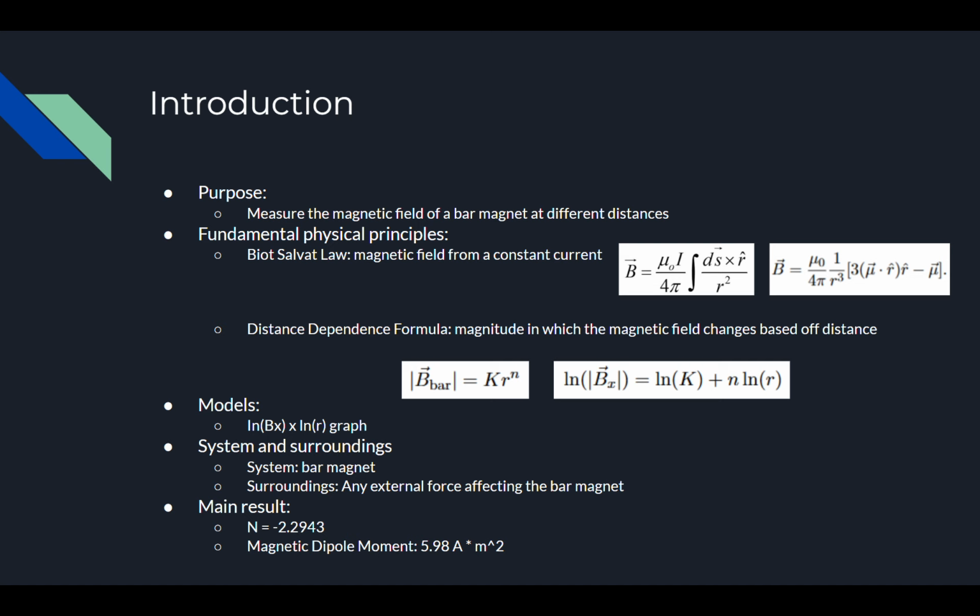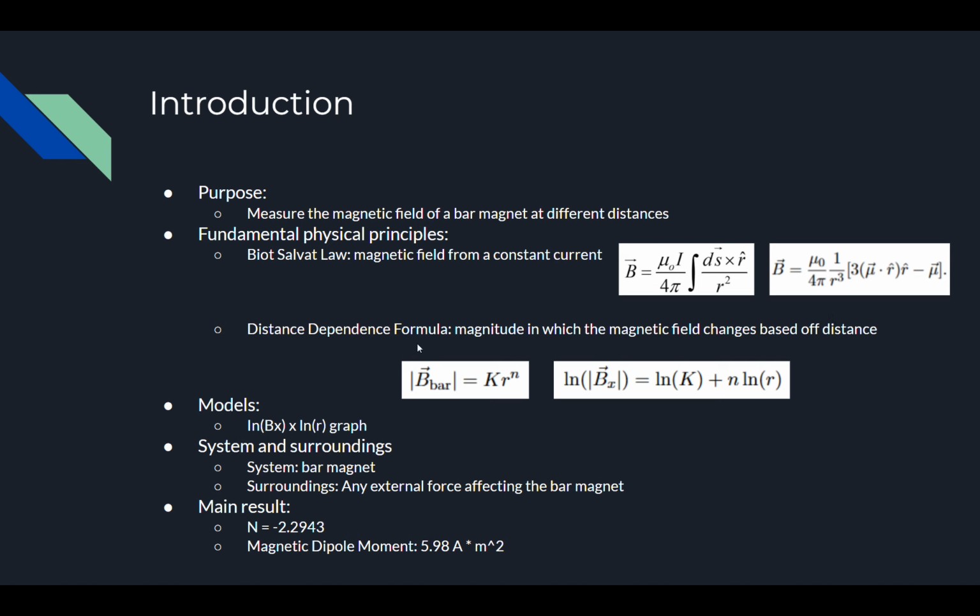The fundamental physics principles: one is the Biot-Savart law, which uses a formula for the magnetic field from a constant current. This is the main Biot-Savart law formula, and this is the one that was given to us for this lab.